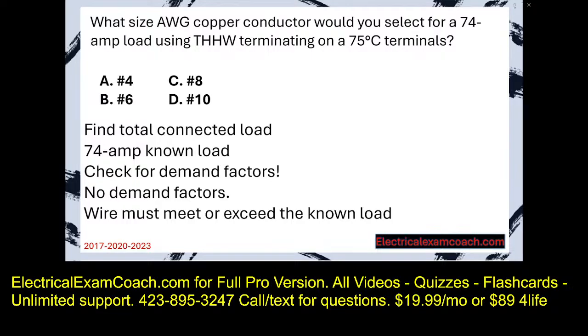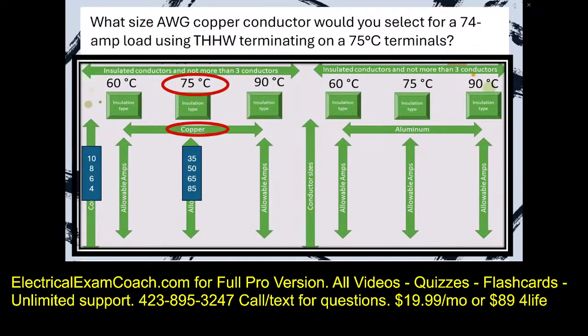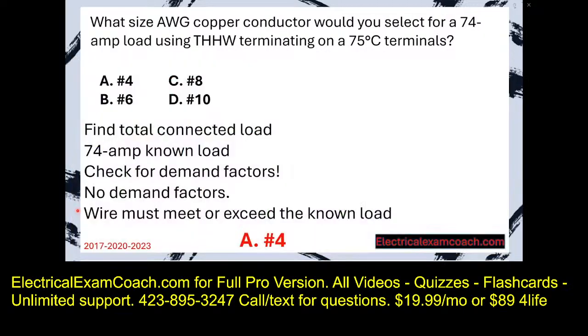We head to our primary ampacity table. We make sure that we're on the right side of the table. In this case, it's copper. And we have 75 degree C terminals. So now we take off and find a wire that will cover the known load. We find one that will cover 74 amps. We use a straight edge to come over and tee off at number 4. And we're going to select A.